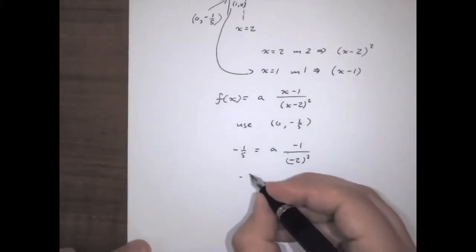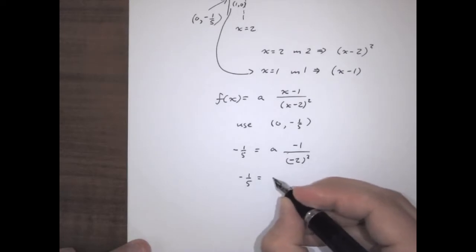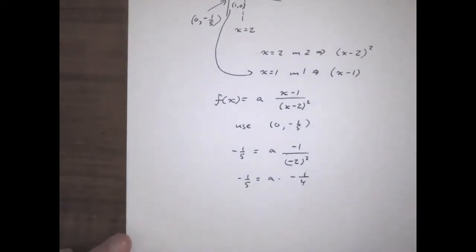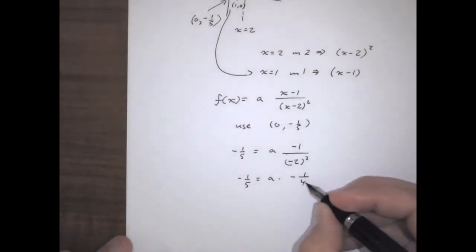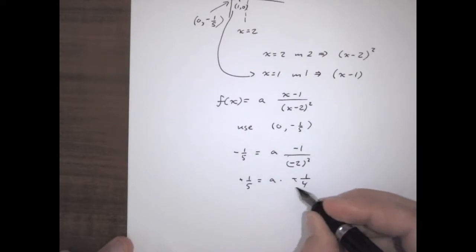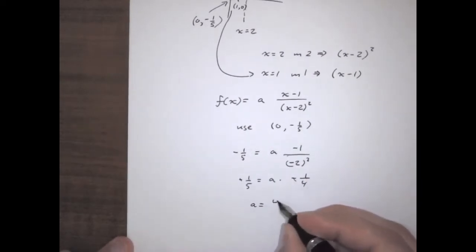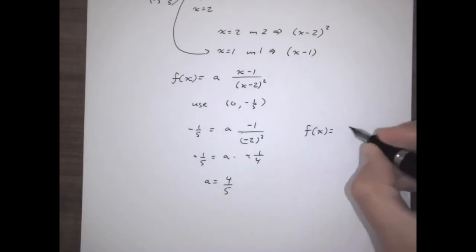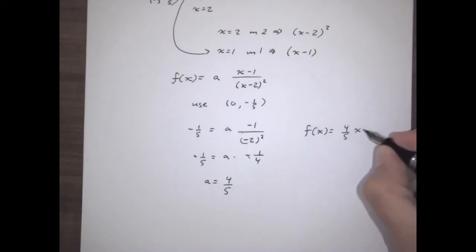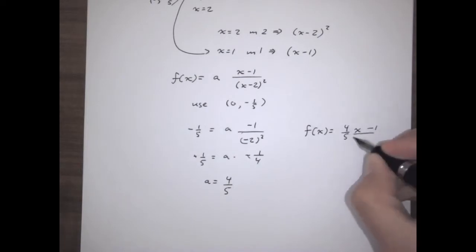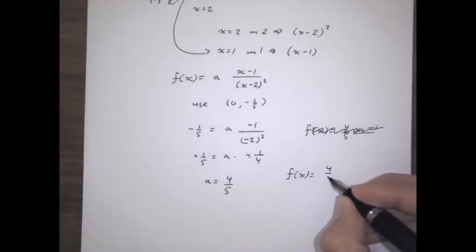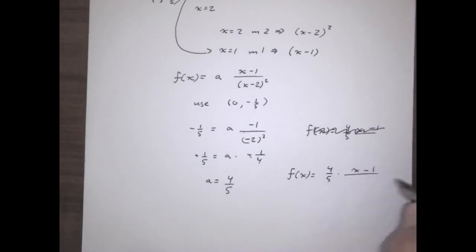So that means that we've got negative 1/5 is equal to a times negative 1/4. The negative will cancel from the denominator, but not the numerator. Multiply both sides by negative 4 to cancel the negative on the one hand and the 4 on the other. And we're going to get a equals 4 over 5. So then that gives us a formula. I should write it out differently. f of x is equal to 4/5 times x minus 1 over x minus 2 squared.